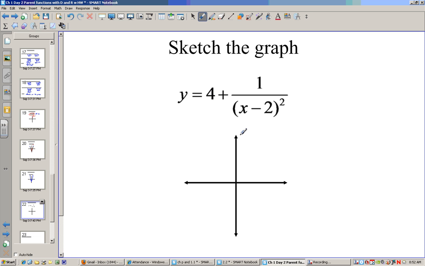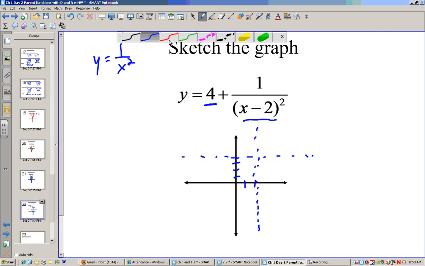Now this one is tough for some people to see. Really, this is the parent function y equals 1 over x squared. And we're shifting it with this and this. The x minus 2 is going to move it to the right 2. The 4 is going to move it up 4. So now pretend that this is our new axis. Now we just draw the x squared function. The x squared function starts up here, goes like this, starts up here, goes like that, and we're done.